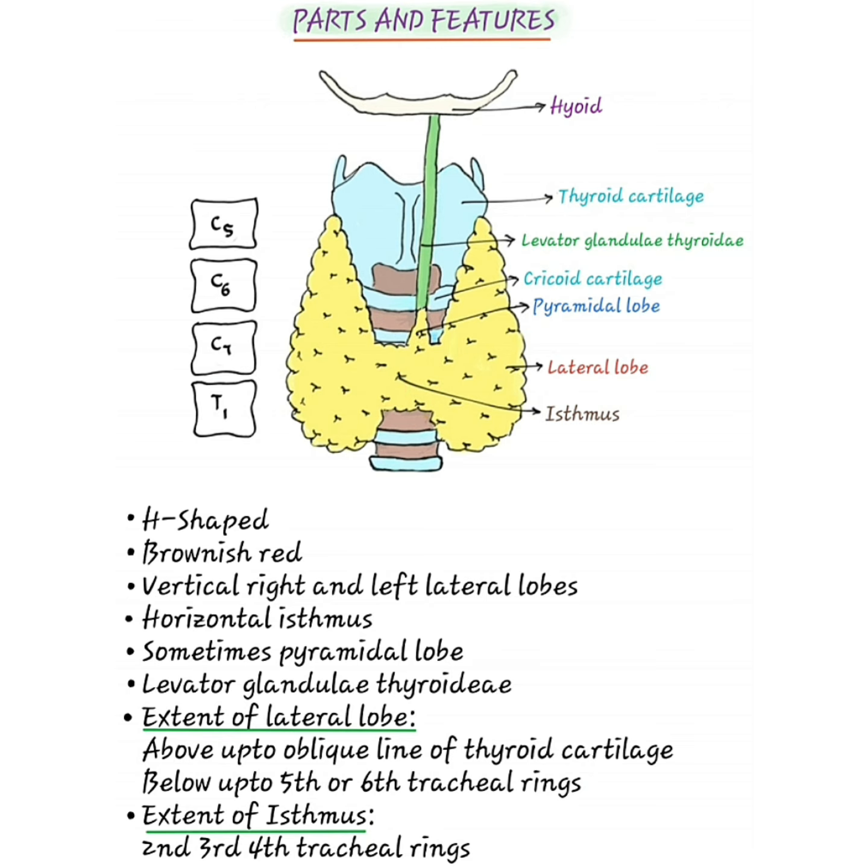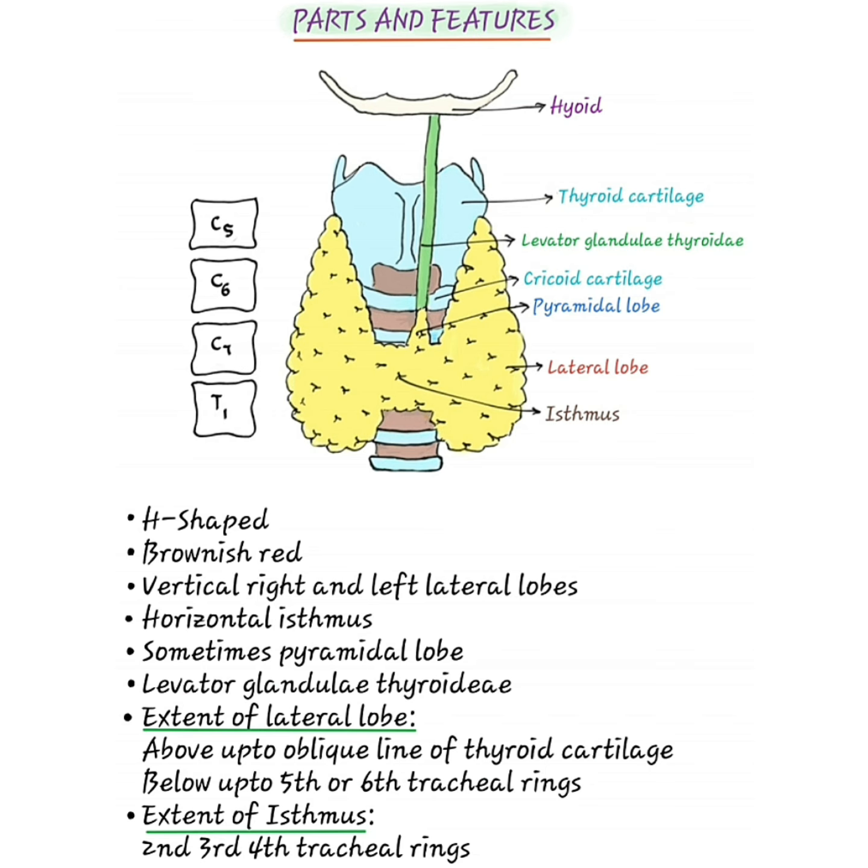Sometimes a pyramidal lobe may be present. You can see the pyramidal lobe. It is an upward extension from the horizontal isthmus. It usually lies left to the midline. If this is the midline, it lies usually left to the midline.